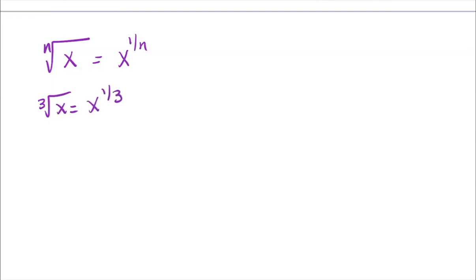The thing to remember is that any root is actually just an exponent, in the form of a fraction. So the rule is that if you have the nth root of some number x, this is the same thing as x to the 1 over n. So if you have the cube root, that's really x to the 1/3. If you have the 16th root, that's just x to the 1 over 16. So it doesn't matter what your root is. It's really just a fractional exponent.